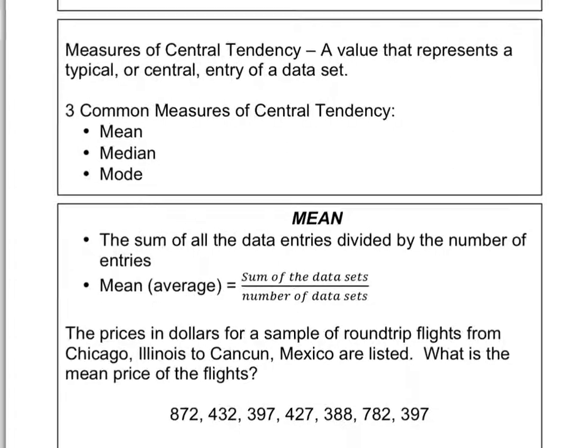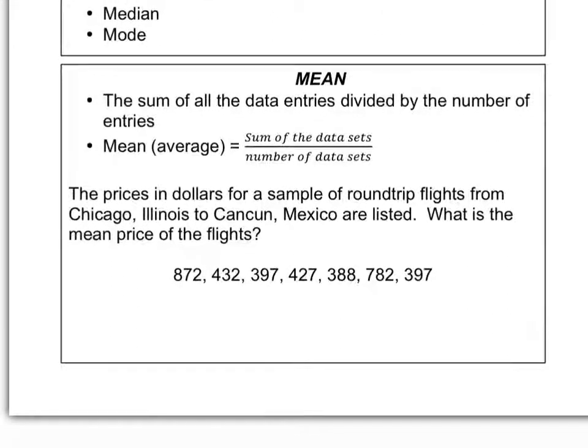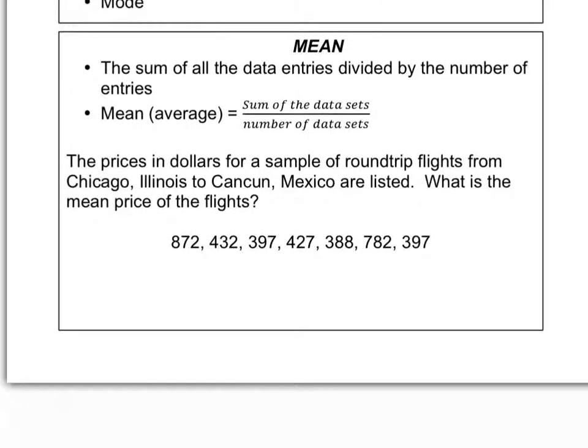So the first one we're going to look at is the mean. The mean is the sum of all the data entries divided by the number of entries. So again, the mean is the exact same thing as the average. If I add up the data values that we have and divide by the number of data values we have, that gives you the mean. This is not anything real complicated or new. I'll go through an example here.